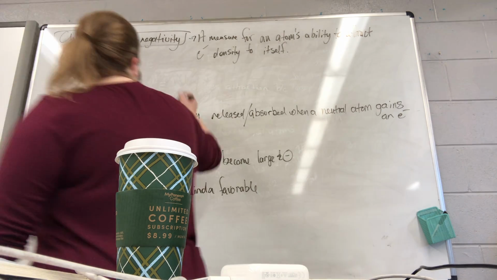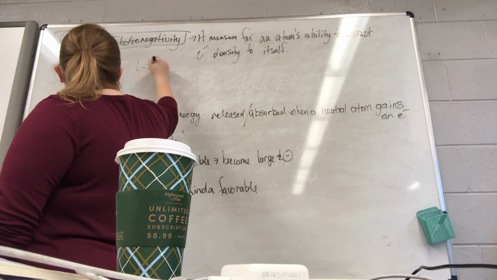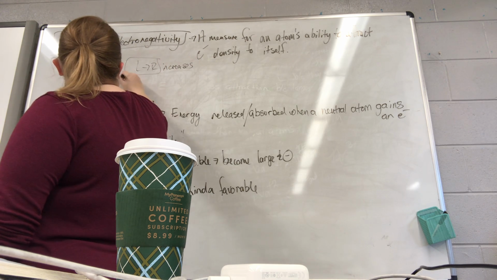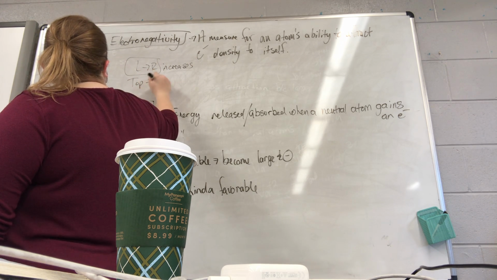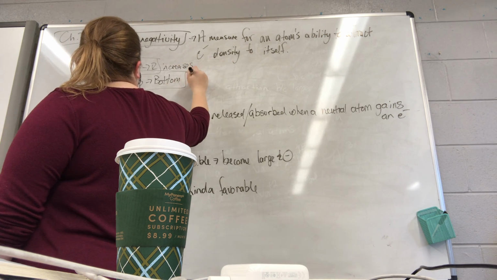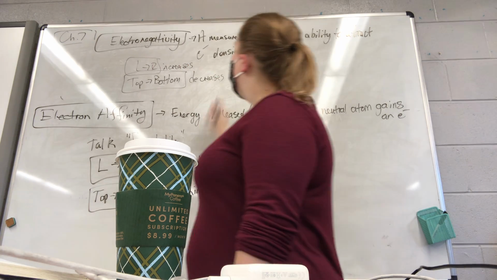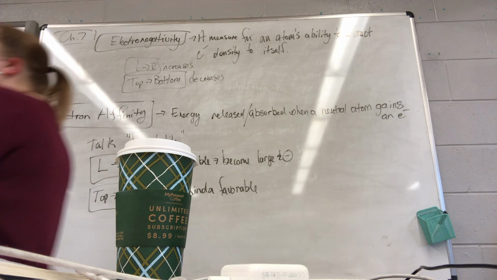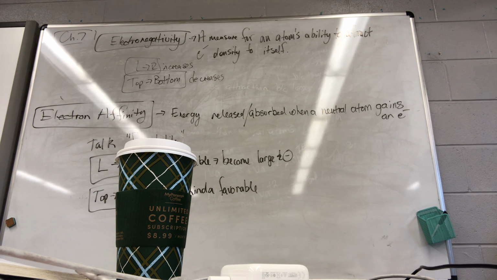What is the trend for electronegativity? Left to right? Increases. I know this one. Top to bottom? Decreases. As I tell my sophomores, the fluorine is the X on the map. The closer you are, the more electronegative you are. The further you are, the less electronegative you are. Everything decreases as you move away from fluorine.